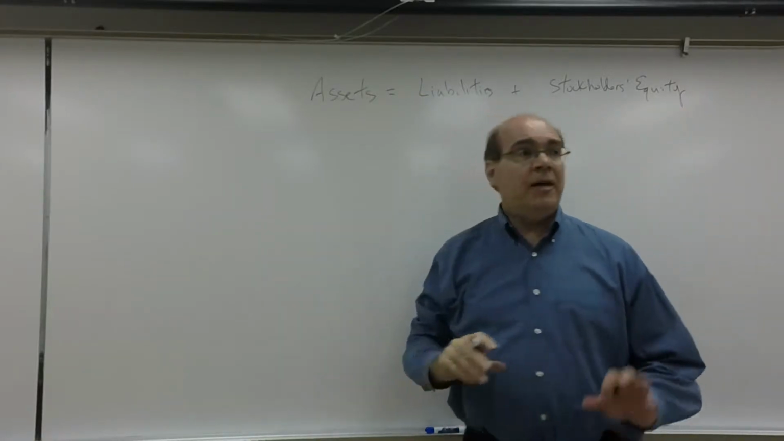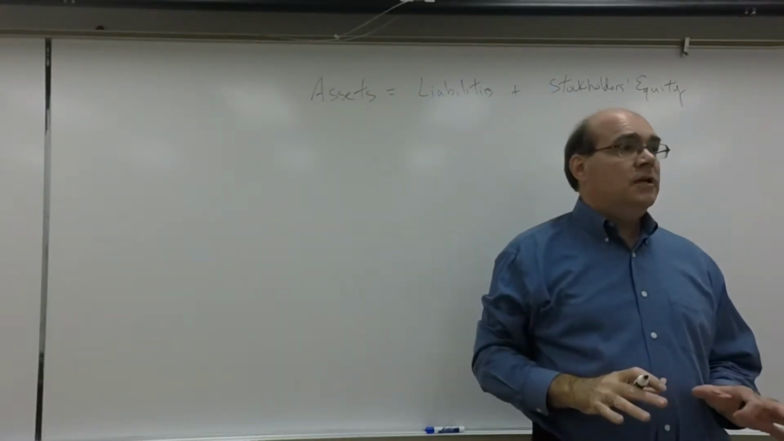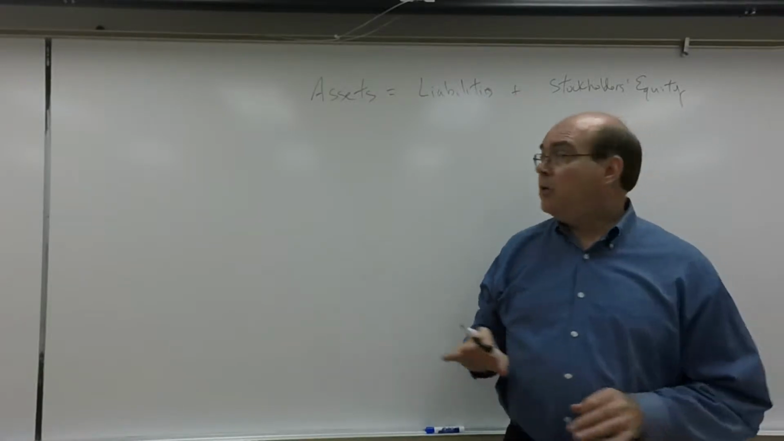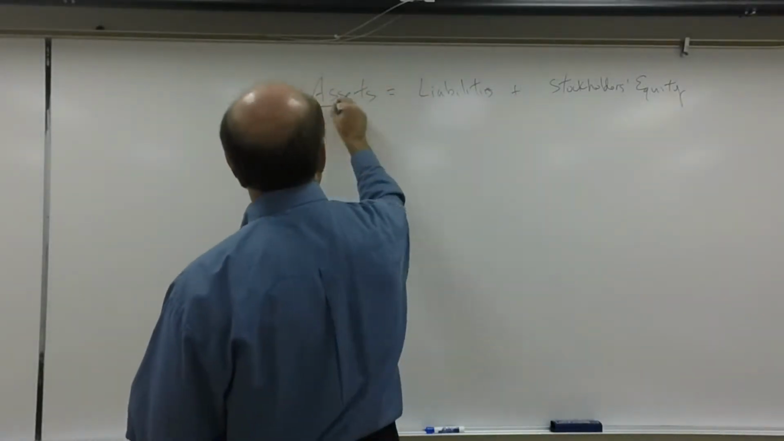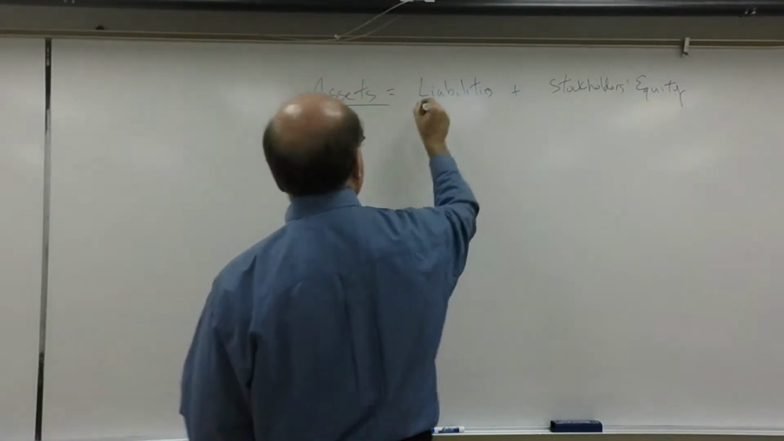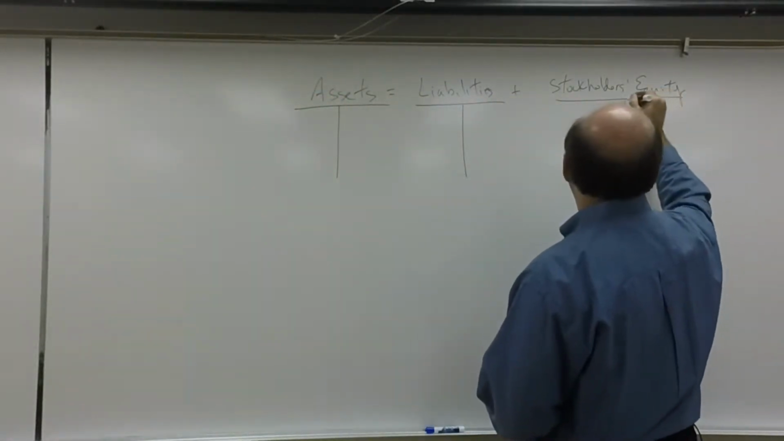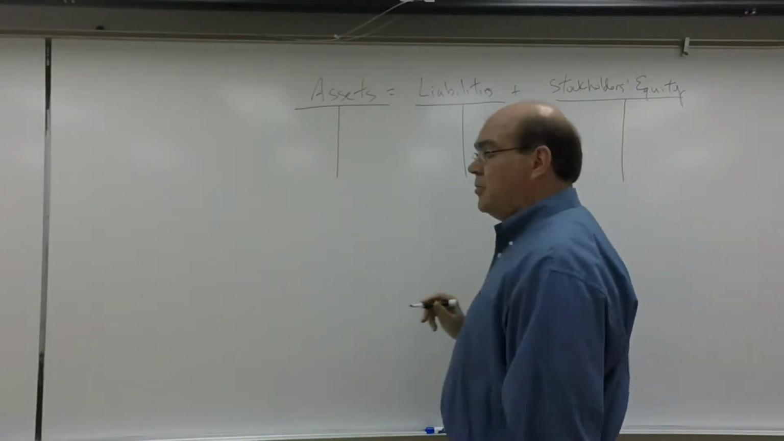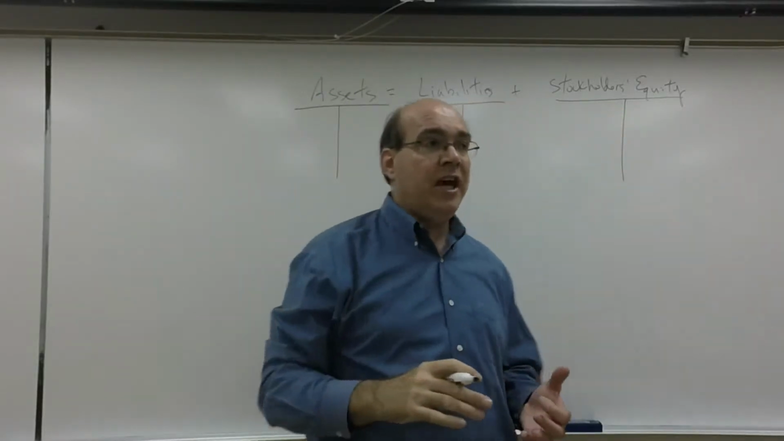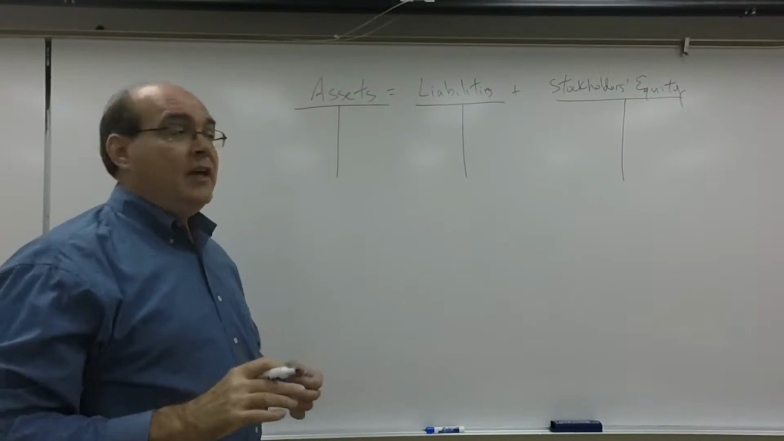Now, they talked about something called a T account. A T account is basically where we just do this. A T account is really a ledger, which we'll talk about in one of the later chapters, but it's where we go through and record the transactions that are going to occur in that account.